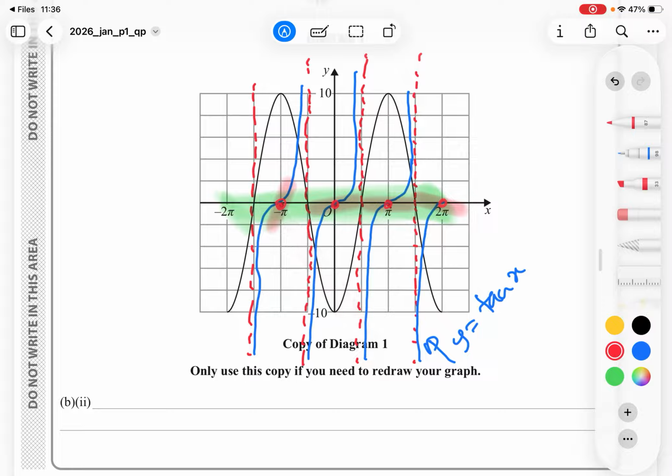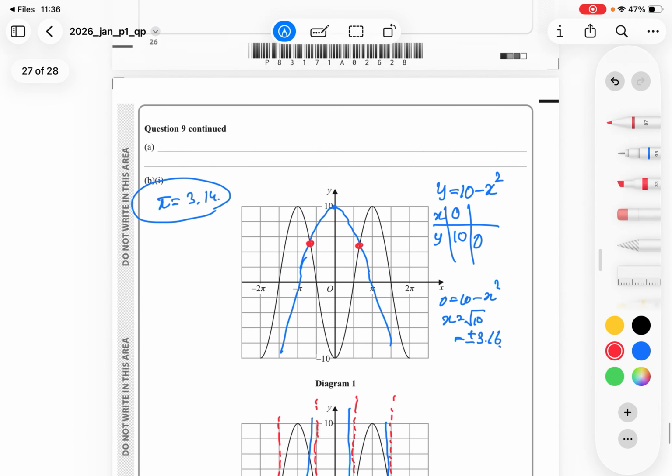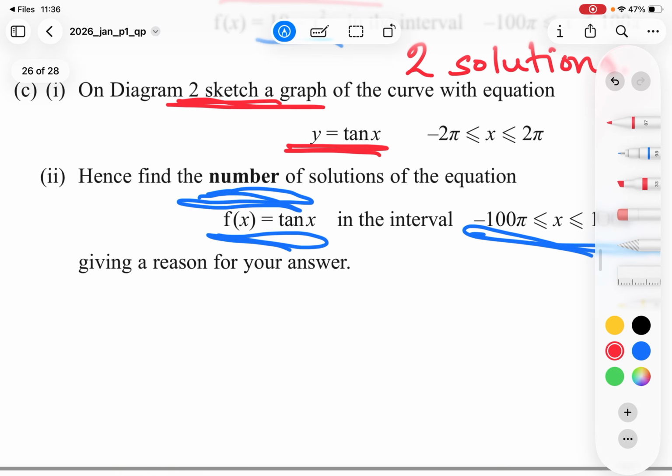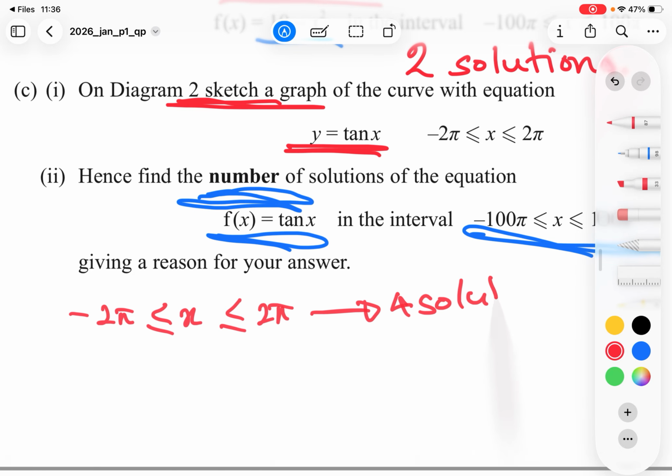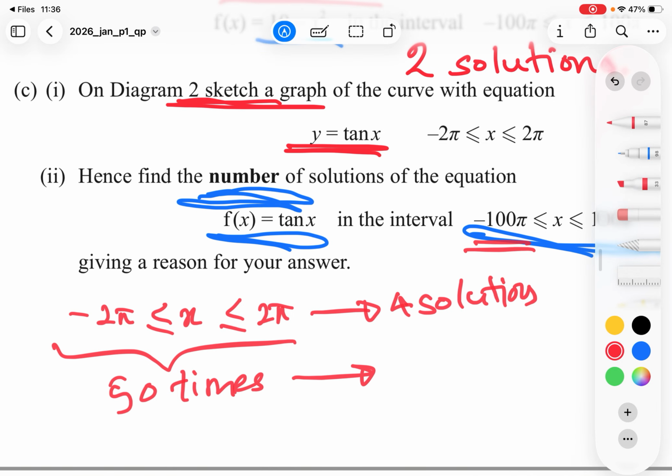Whenever we are explaining, we have to write that in the gap of negative 2 pi to positive 2 pi, you have 4 solutions. And we know to get to 100 pi, it's going to be 50 times this gap. Each gap will have 4 solutions. So when you repeat it 50 times, you are going to get 4 into 50 solutions, which is 200 solutions. This is how you can see it.